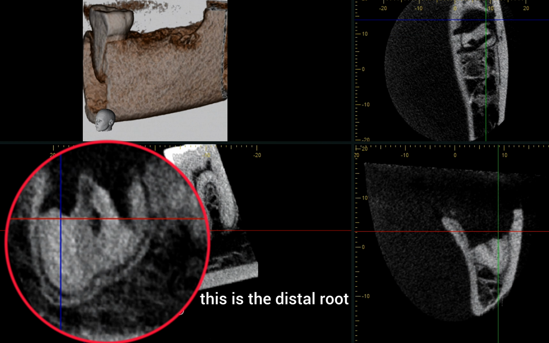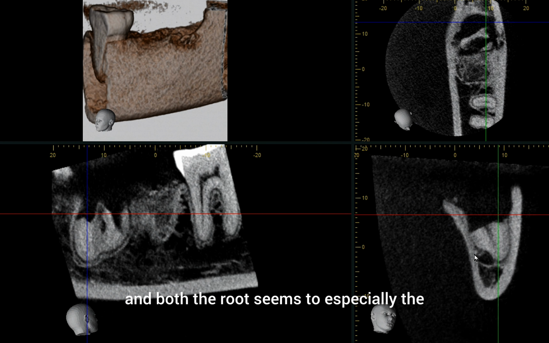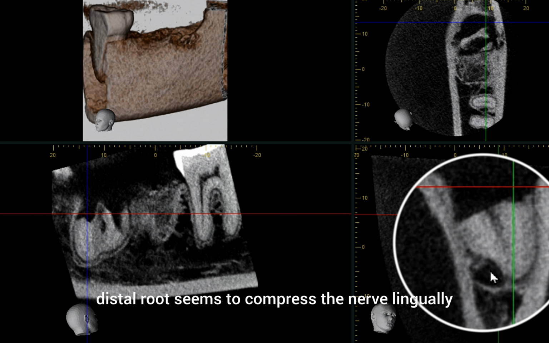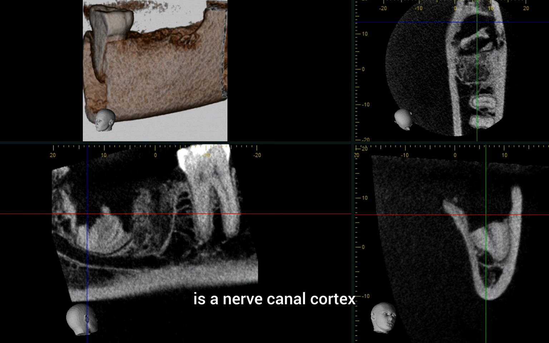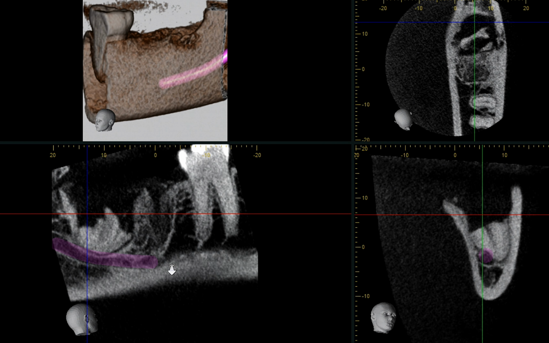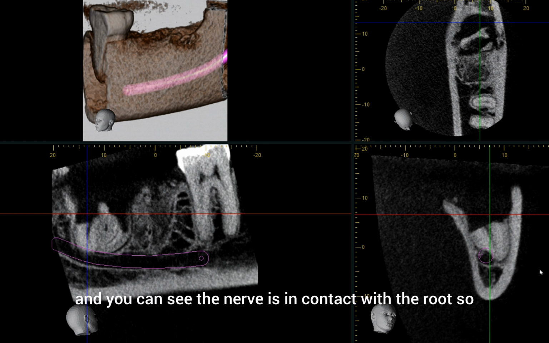This is the distal root which appears to be straight, and both the roots, especially the distal root, seem to compress the nerve on the lingual aspect. This is the nerve canal cortex, so we'll just mark it over here. We'll just mark this. Okay, so the nerve canal cortex is here, and we can see the nerve is in contact with the root.